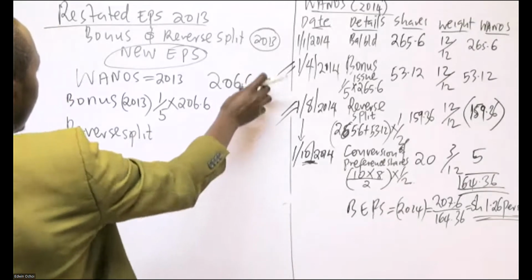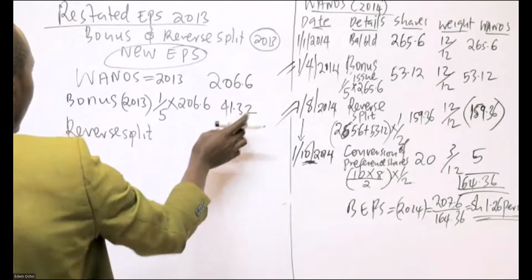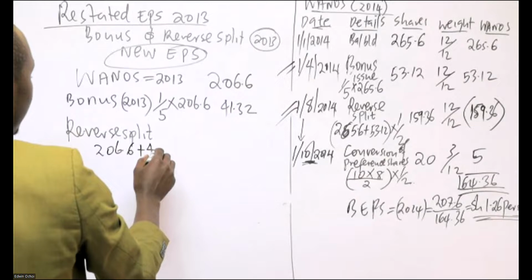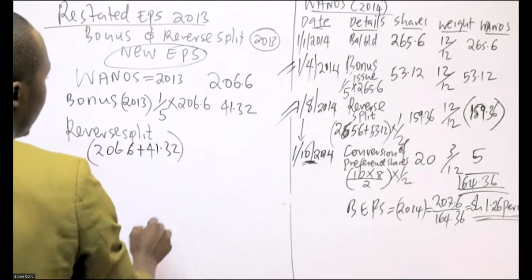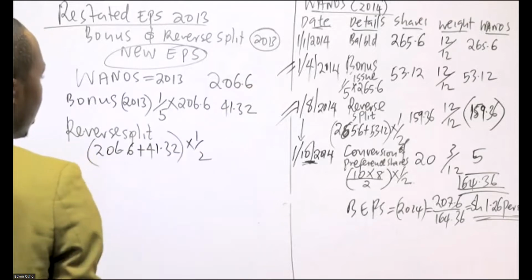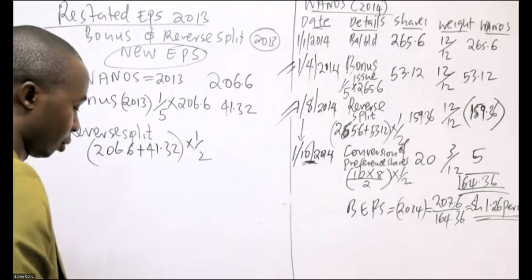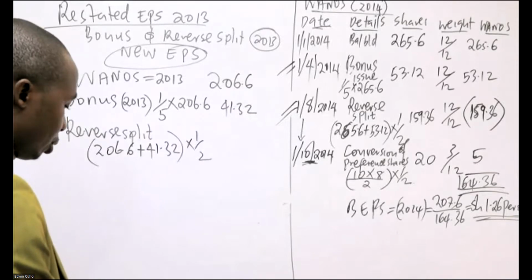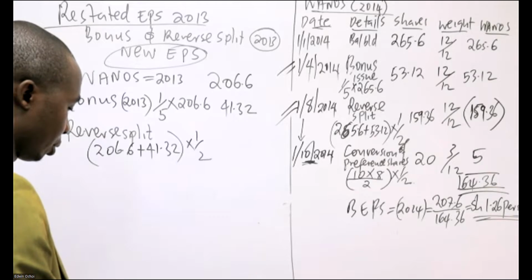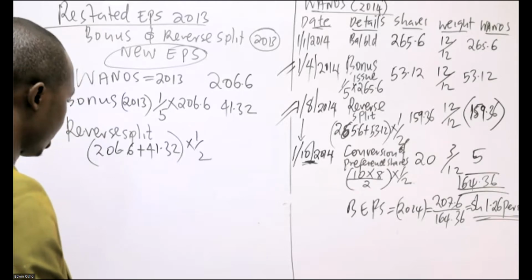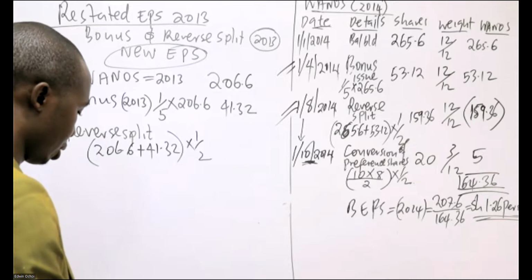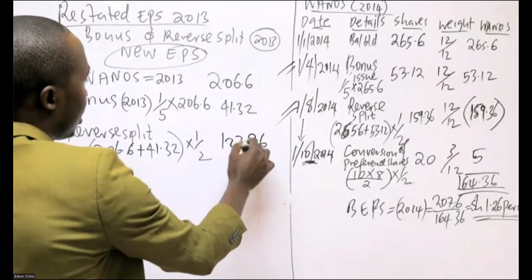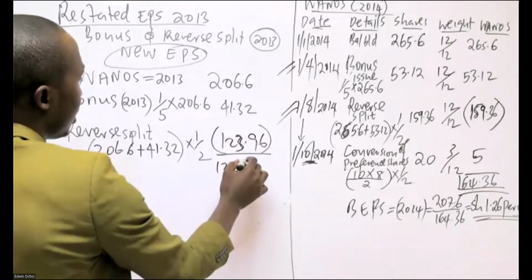And now reverse, we will reverse the total shares as per the time of the bonus. So 206.6 plus, remember that our ordinary shares have increased because there's a bonus which has been issued. So then we reverse. Our reverse proportion is a half. So 206.6 plus 41.32, you divide by 2. So this is 123.96.